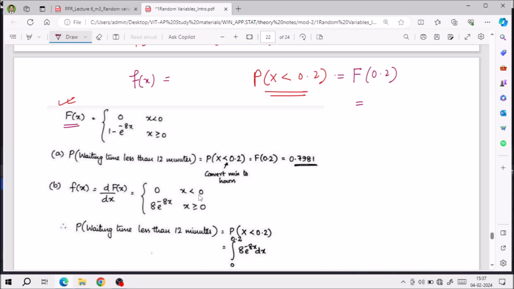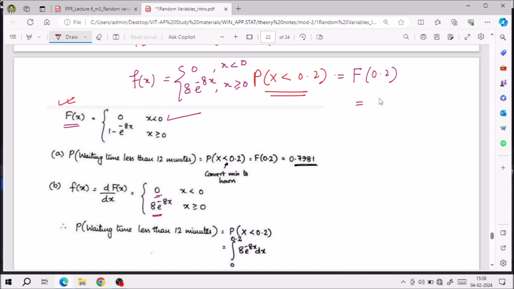So if you do the derivative, for x less than 0, what do you have? 0, because you have this function for x less than 0. So 0 when you have x less than 0, and when x is greater than or equal to 0, you have this function as 1 minus e power minus 8x. So if you do the derivative, the first part will be 0 minus 8 into e power minus 8x. So 8 e power minus 8x, this thing you have.